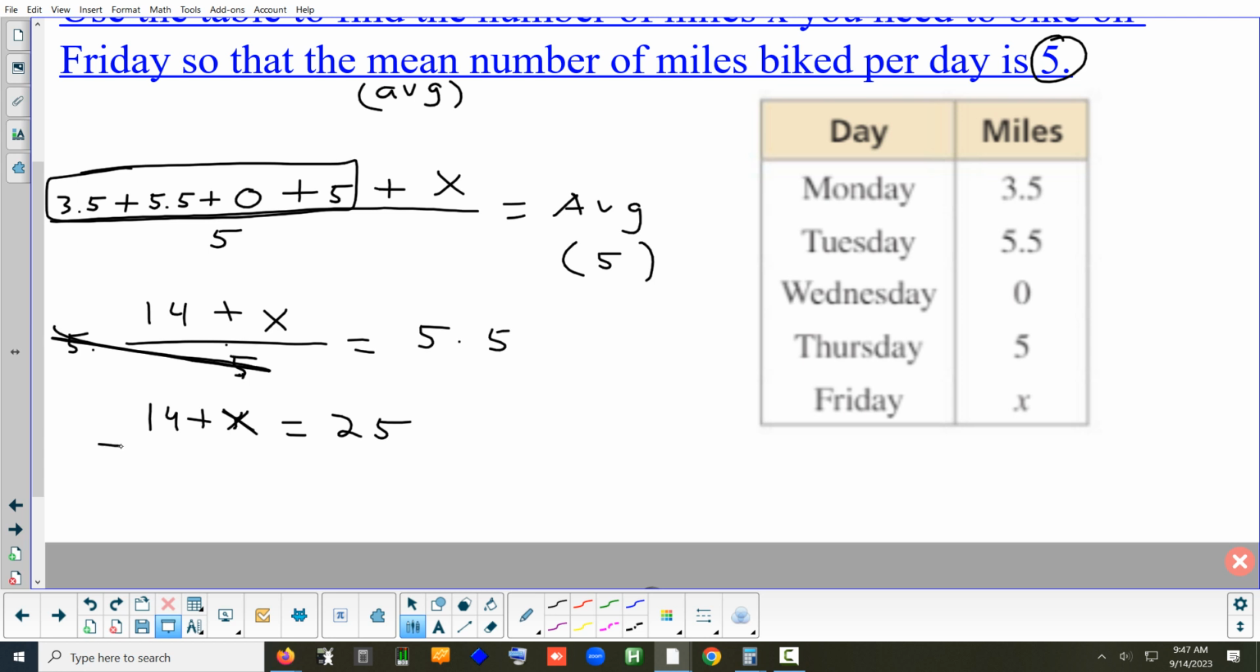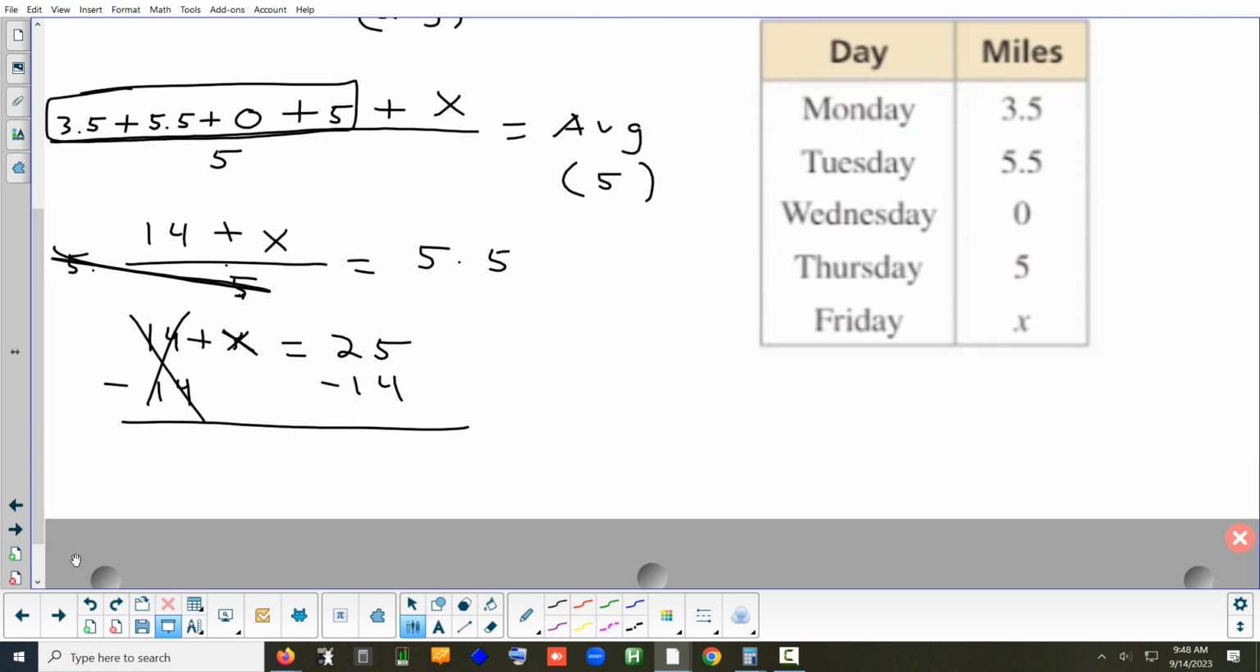So even though the first step was a little different, once you do that step, you only have one step left. So you minus the 14, and what's 14 minus 14? 0. That's gone. And 25 minus 14. 11. Yeah, it's going to give me 11. And what is that? 11 what? Miles. That's how many miles this person would have to bike on Friday.